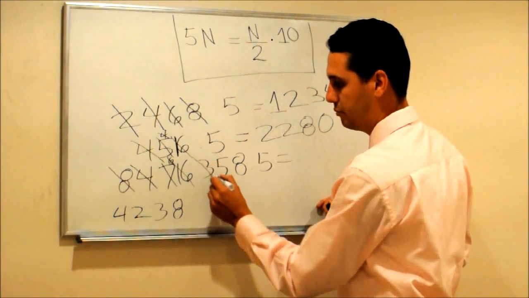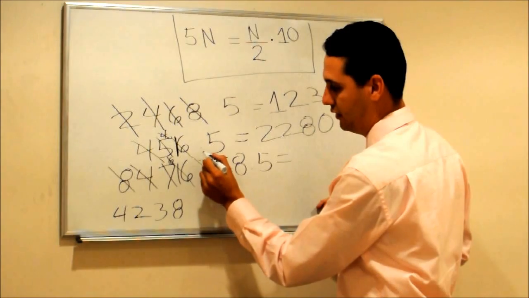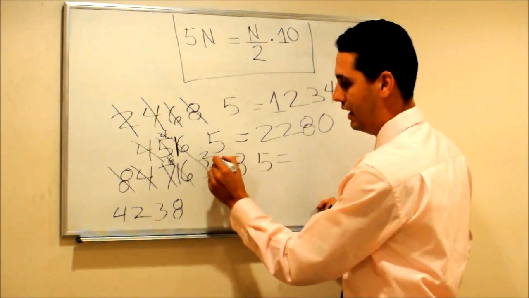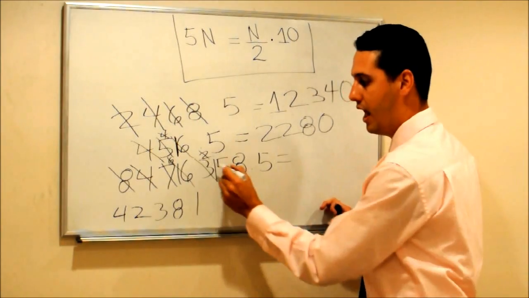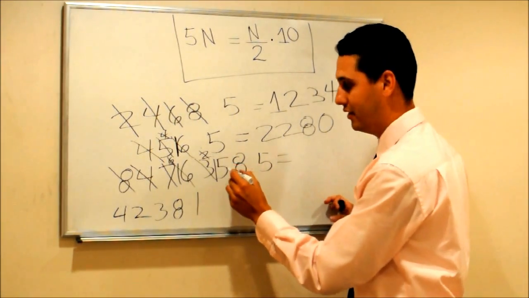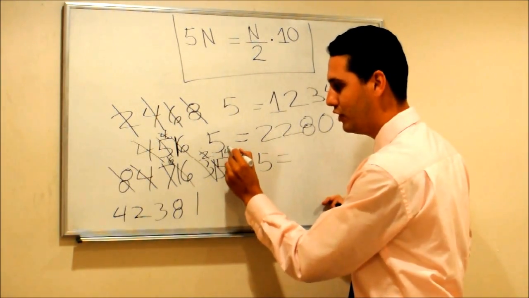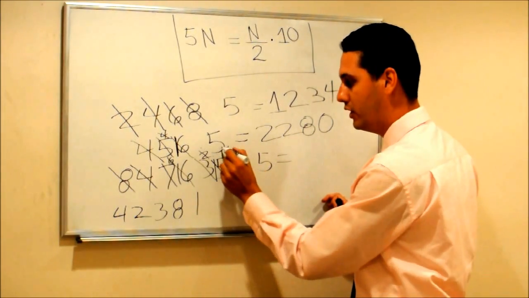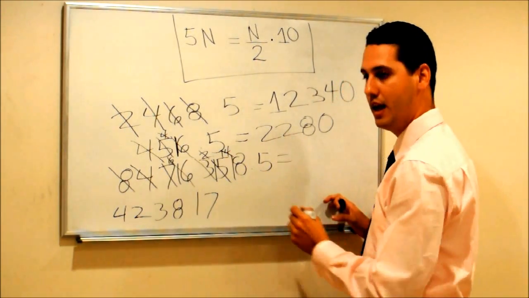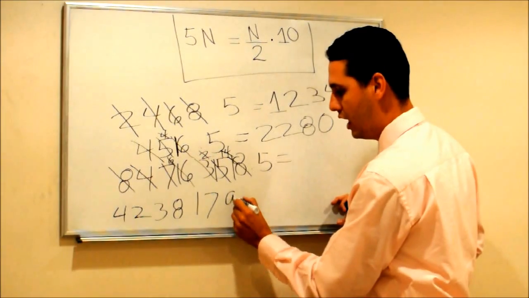Half of 3, let's make this one even, so it's 2. And let's add 10 to the next one. Half of 2, 1. Half of 15 is also odd. So let's make this one 14. And let's add 10 to the next one. Half of 14, 7. Half of 18, 9.